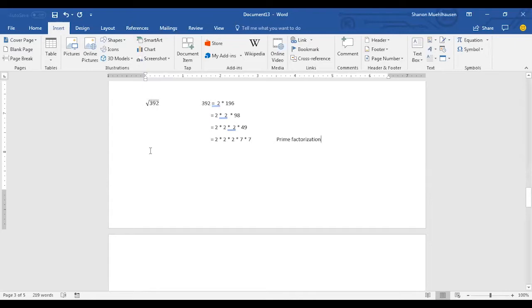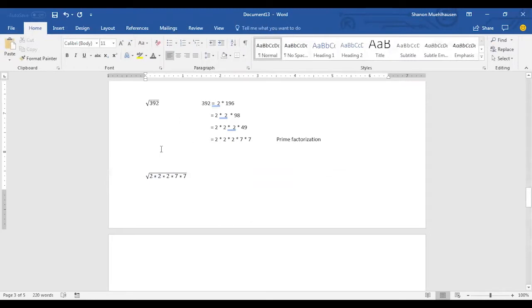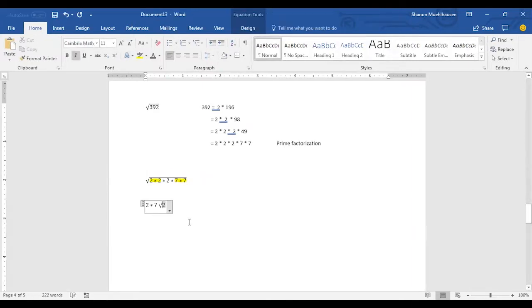Now that I have this 392 broken down into its prime factors, I can start pulling out the pairs of factors that match. That is, these 2s and these 7s. Notice that the 2 and this 7 both come outside of the radical, and this 2, which was not matched up, stays inside the radical. The numbers that are outside multiply together. The numbers that are inside, which there was only a 2, multiply together. And our final simplification is 14 times the square root of 2.